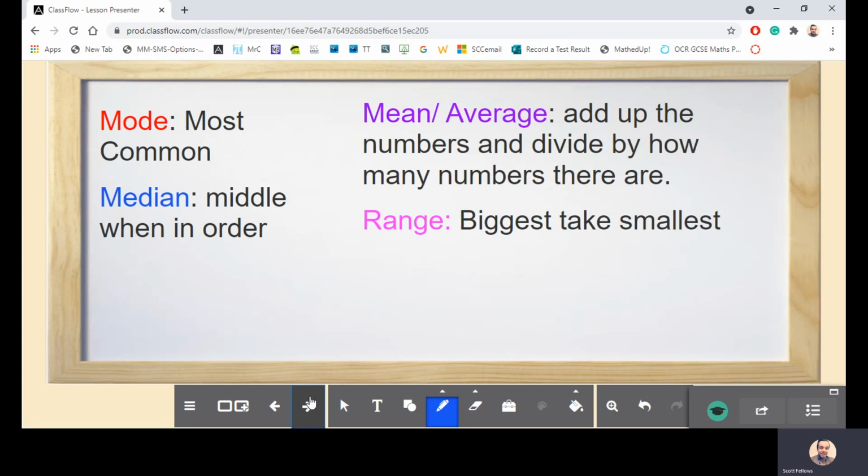Okay, moving on to the averages then. So these are the 4 averages we need. The mode is the most common. Median is the middle number when you put the numbers in order.